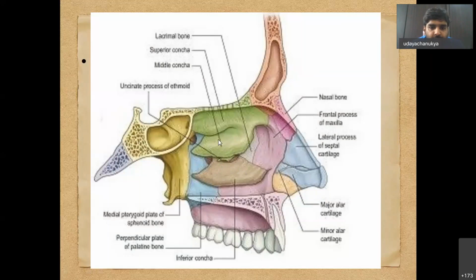Imagine a space without all these coverings. It will be a big hiatus, which is the maxillary hiatus, but it is compacted in size by these bones, namely lacrimal anteriorly, uncinate superiorly, inferior turbinate inferiorly, and perpendicular plate of the palatine bone posteriorly.